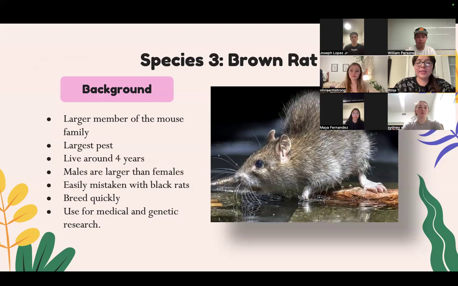They can easily be mistaken for black rats as they have similar colors, but you can easily tell them apart as brown rats have temporal ridges, which is like the curve you can see here in the picture, and black rats are straight, so you can take them apart. Also, the mating occurs in warmer months of the year, and females can give birth around 7 times a year. They are also used for medical and genetic research.